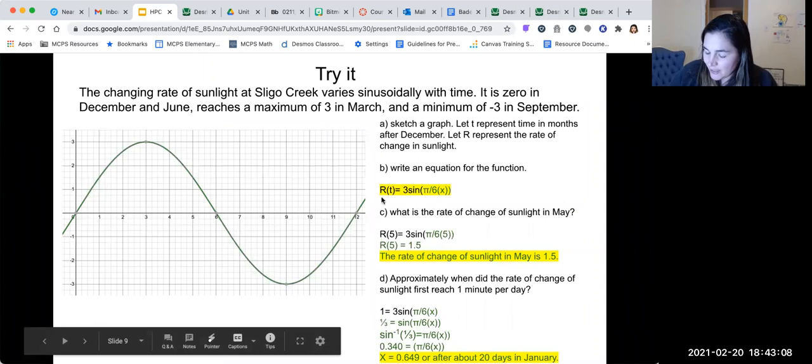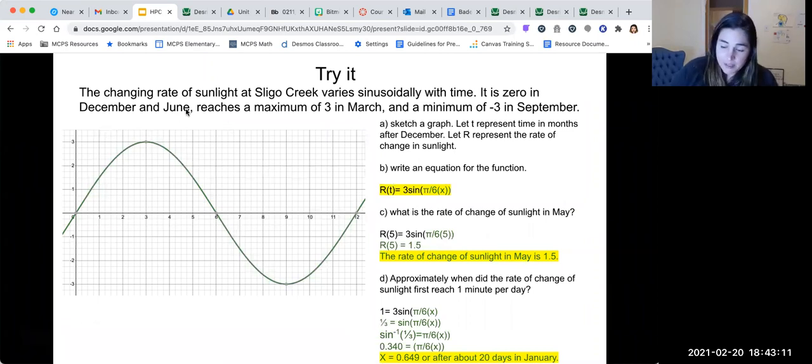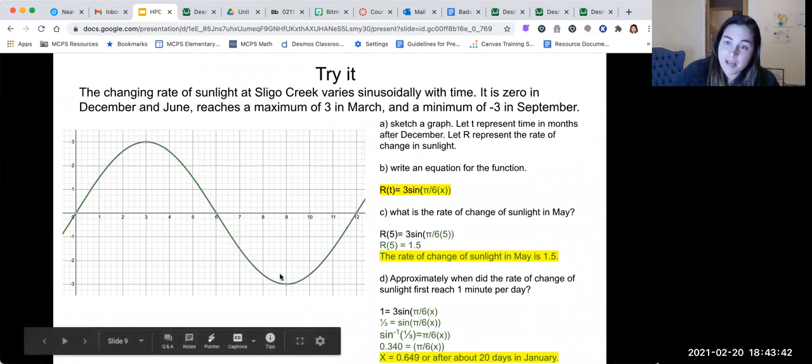Okay, so I'm assuming you've tried it, given it a whirl. So here's what it is. The changing rate of sunlight at Sligo Creek varies sinusoidally with time. We're at 0 in December and June, so we're going to pick a sinusoidal function for this because we start at the midline. The midline is 0. We get up to a max of 3 in March. March is the 3rd month. And then we get back to our midline at 6 and then down to -3 in September, September being the 9th month, and then back to 0 at 12. Okay, so that's our graph.